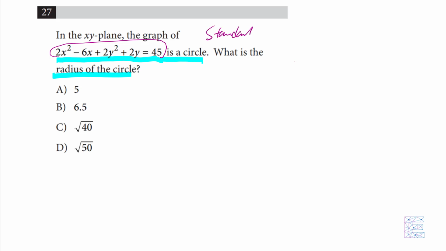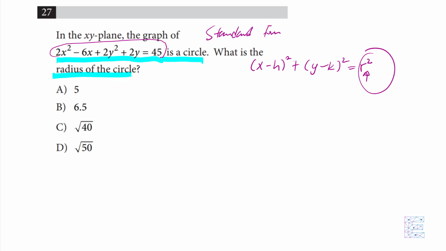And here's what the standard form of a circle looks like. We're going to need to have x minus h squared plus y minus k squared equals r squared, where the radius is, of course, on the right side, and we can find it by square rooting that number that's on the right side over here.